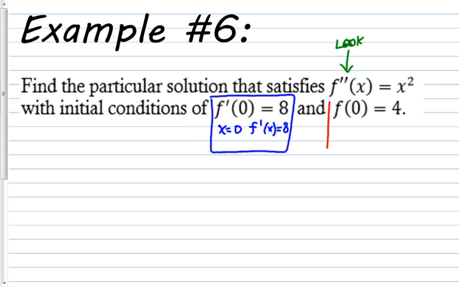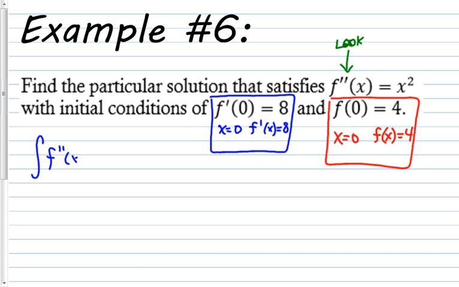For this one, they're telling me that x equals 0 and that this function equals 4. And I'm starting with the second derivative. So I'm going to have to do the same thing we did for example 4 and 5, but twice. Okay, so integrate. So I'm integrating my second derivative.